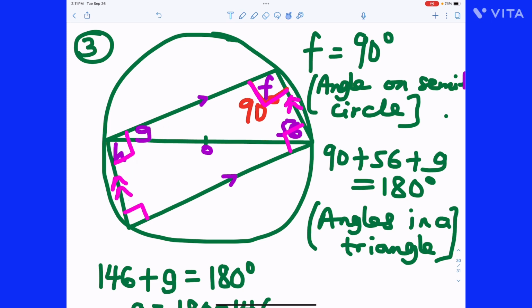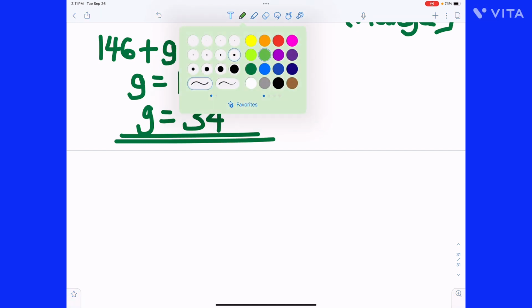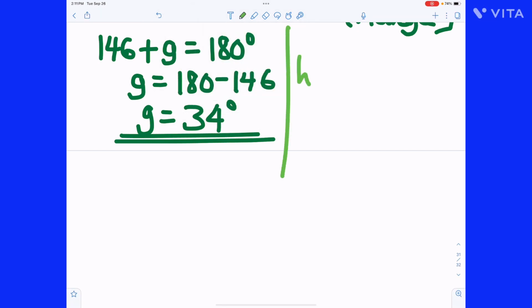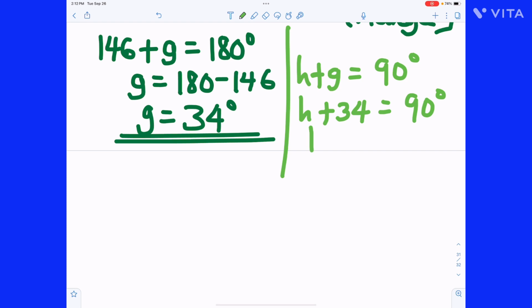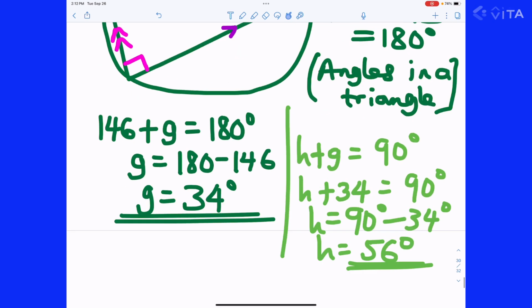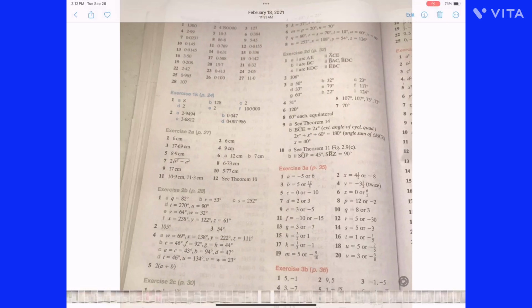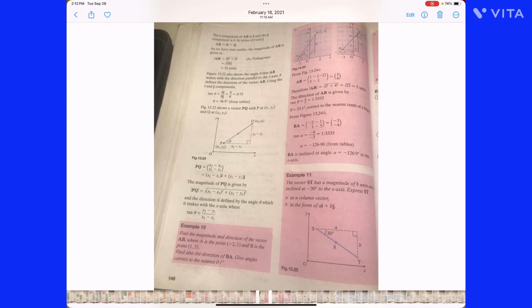So H plus G is 90 degrees. Let's quickly do that. H plus G is 90 degrees. We already know G as 34. So H plus 34 is 90. H is equal to 90 minus 34. H is equal to 56 degrees. That ends question 3. Let's go to question 4.